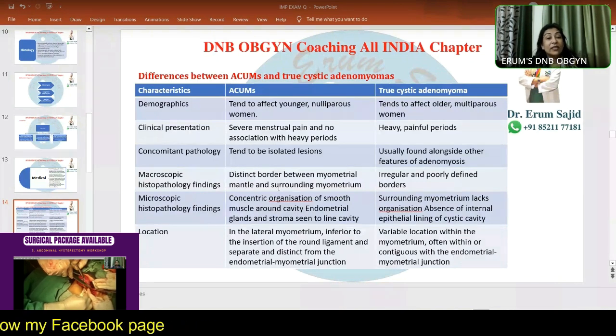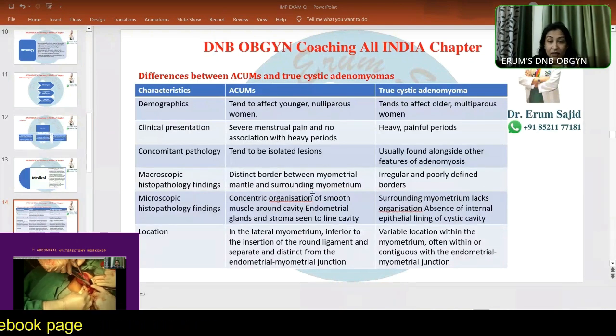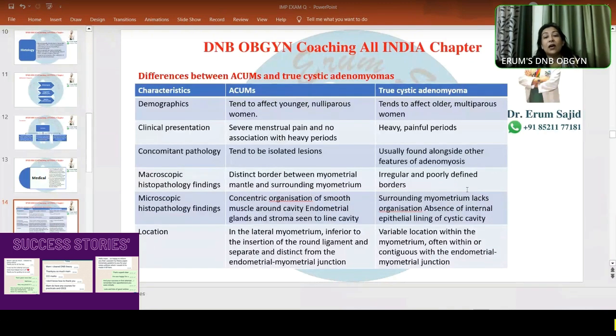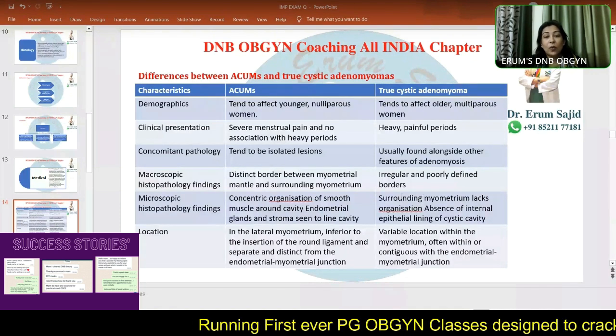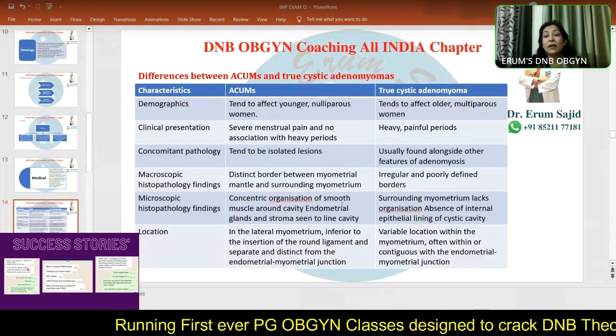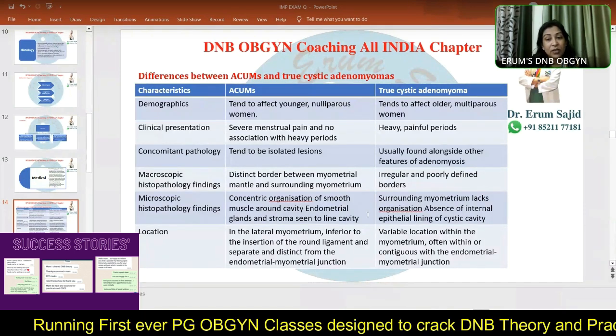Macroscopically, this looks like there's a distinct border between myometrium and the ACUM. Here, it is irregularly, poorly defined borders because it's almost inside the adenomyomas or an adenomatic uterus. I'll tell you about it further when I talk to you next, but I'll probably get you a picture or something about it, then you'll be able to understand better.